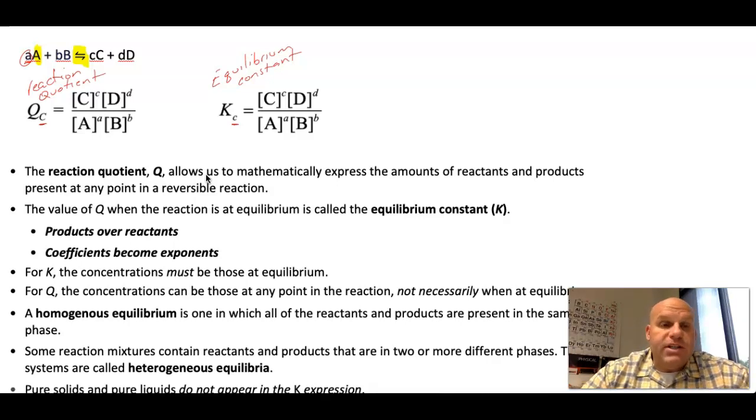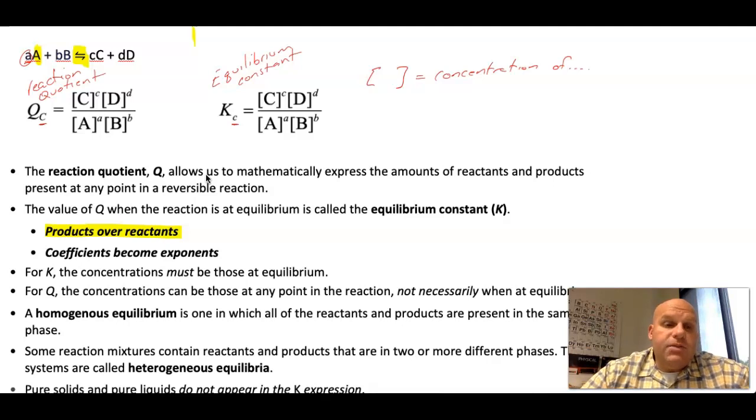The first one, as you can see here, is products over reactants. So we put the concentration of the products over the concentration of the reactants. Just a reminder that anytime I have brackets like this, that means concentration of. So products over reactants is the first part of this. That's why you see here we have our concentration of C and D over the concentration of A and B.